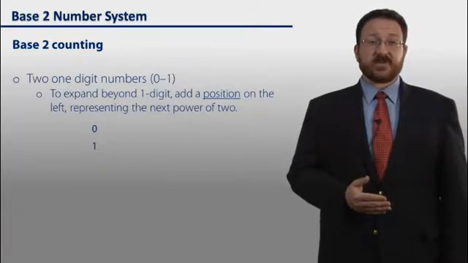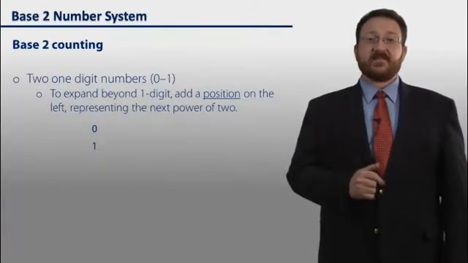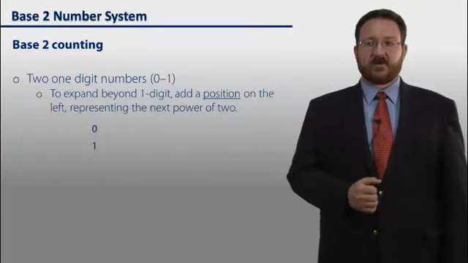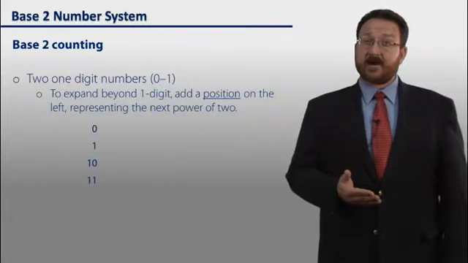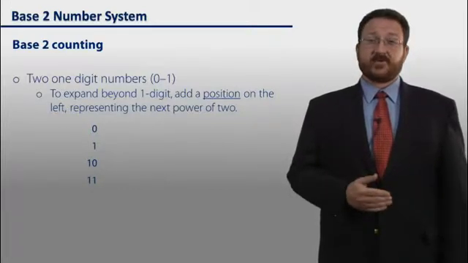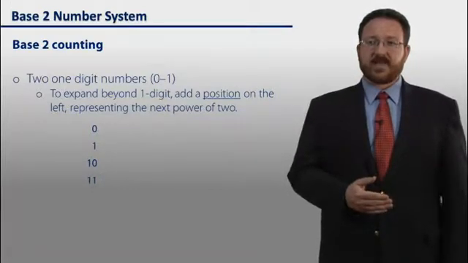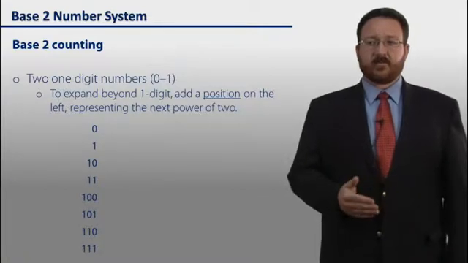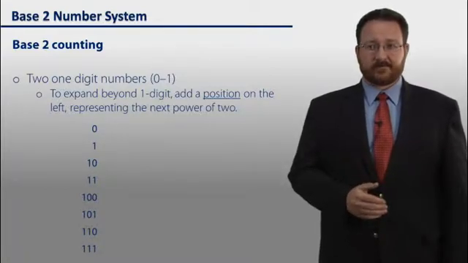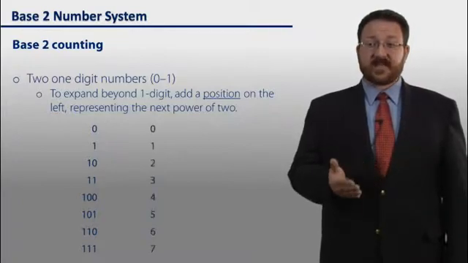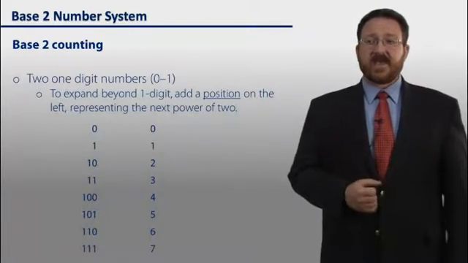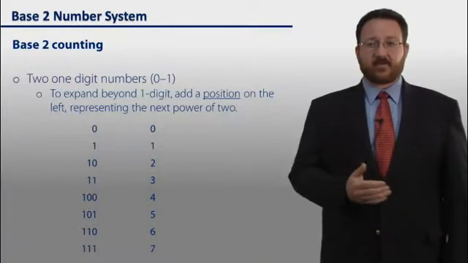To move to two-digit numbers, we have to put a 1 in the next column and then a 0. So we can expand to 10 and then 11. But here we run out of two-digit numbers and we have to expand to three-digit numbers. And those are 100, 101, 110, and 111. These numbers in base 2 correspond to the base 10 numbers that you see here.